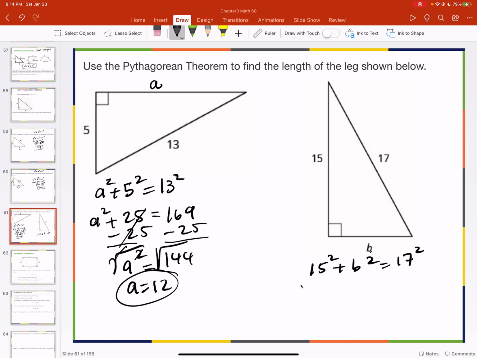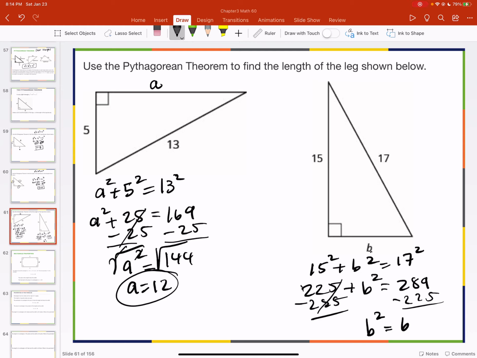So we have here 15 squared, 225, plus b squared is equal to, and then 17 squared is 289. So solving for b, we're subtracting 225 from both sides. Okay, and then we get b squared is equal to 64, right? So take the square root of that, and what is that? That is 8, okay? All right, so we'll pause here and continue in the next video.